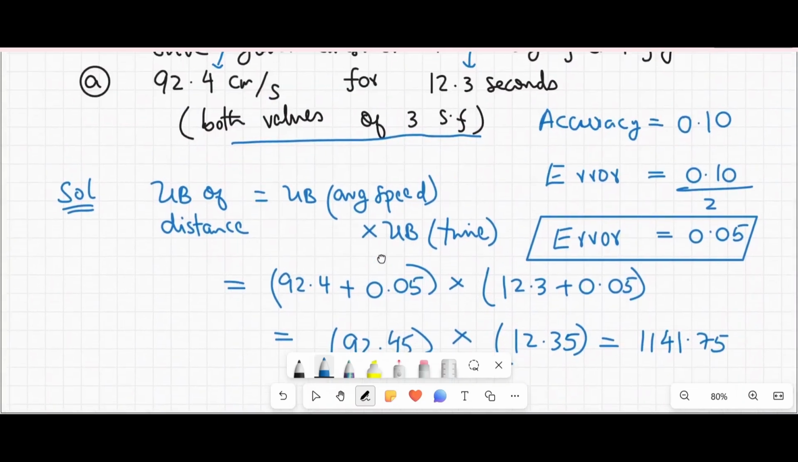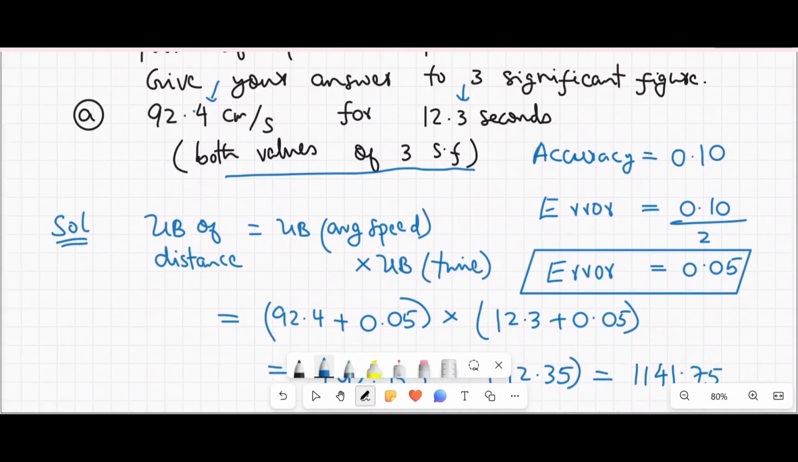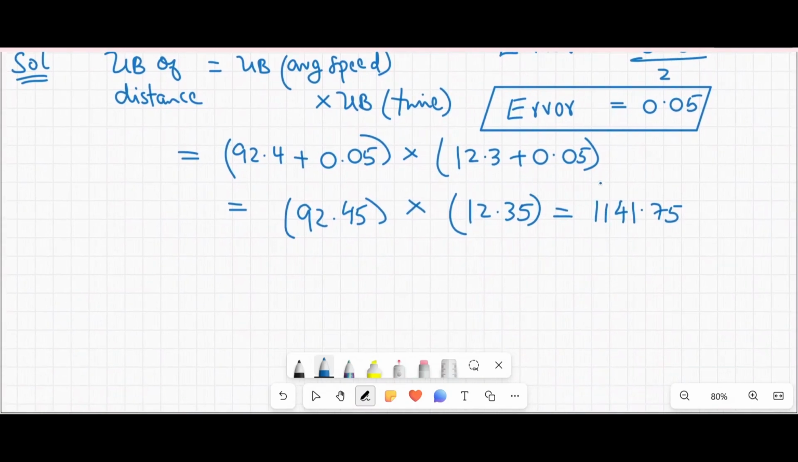So it says give your answer to three significant figures. So this is our first significant figure, this is second, this is third. So the answer will become 140, because here is just a 1, which is less than 5, so it will become 0. So now the distance is 1140 centimeter.